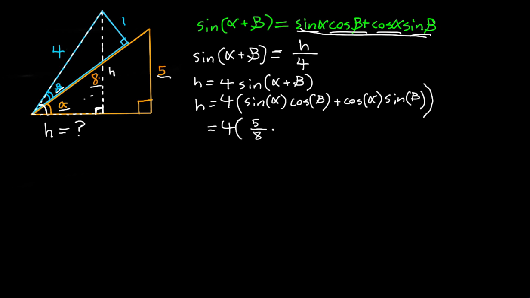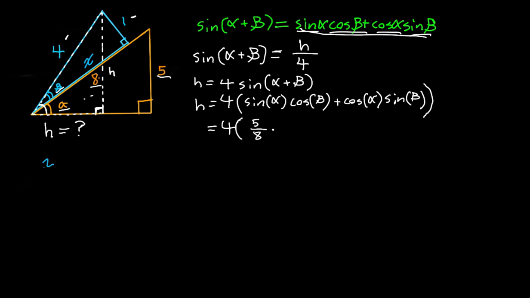Ooh, well that's a value we don't quite know, right? Because we're given the opposite side and the hypotenuse, but we're not given the adjacent side. However, using the Pythagorean theorem, we should be able to solve that pretty easily. So I'm going to switch to a different color. I'm just going to call that the adjacent side x.